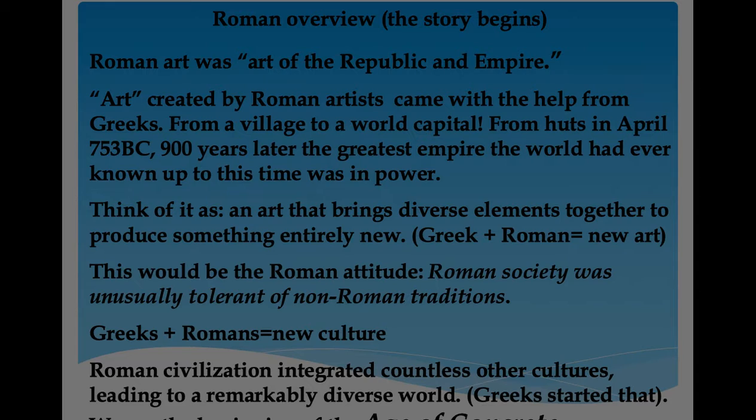And then also importantly, we see the age of concrete. So Romans start developing concrete, making structures a lot faster and stronger. We'll get more into that in a little bit.